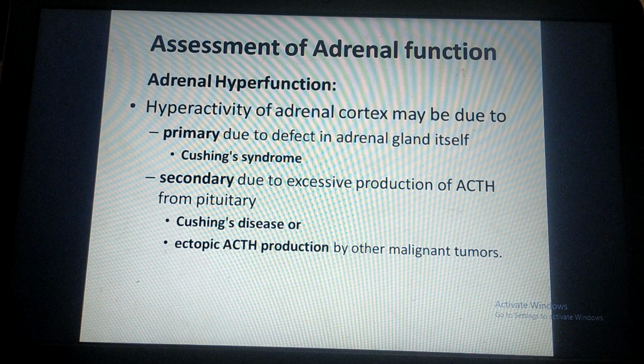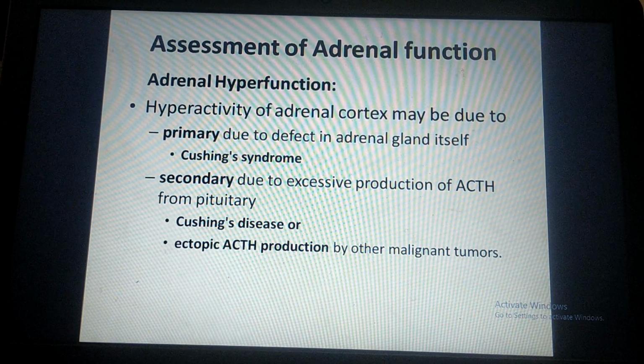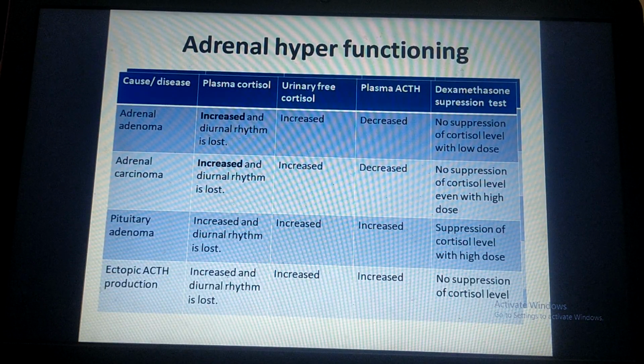Ectopic means misplaced. Here ACTH is produced not by the pituitary gland but by other cells present in any part of the body. So in this case, this ACTH is not under the control of hypothalamus or CRH. It will synthesize its own ACTH, but this ACTH acts on the adrenal gland, which is normal, and in response the adrenal gland will synthesize more cortisol, leading to adrenal hyperfunction. So this chart shows you the various primary and secondary causes of adrenal functions.